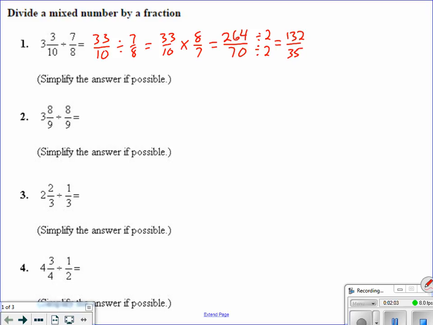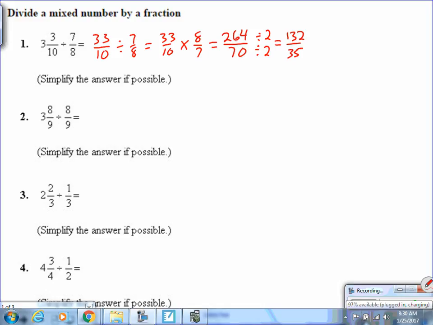Okay? Now, I cannot leave this as an improper fraction. I need to change it back to a mixed number. So the first thing I need to do is figure out how many times 35 will go into 132.